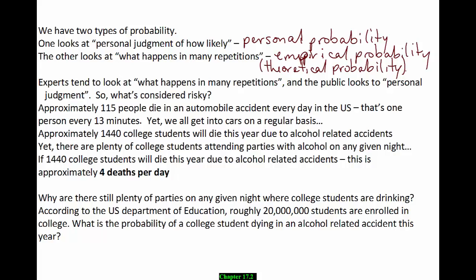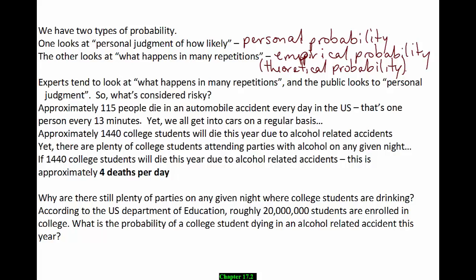So what's considered risky? Approximately 115 people die in an automobile accident every day in the United States. That's about one person every 13 minutes, yet we all get into cars on a regular basis. Approximately 1,440 college students will die this year due to alcohol-related accidents, yet there are plenty of college students attending parties with alcohol on any given night. This is about 4 deaths per day. Why are there still plenty of parties on any given night where college students are drinking?